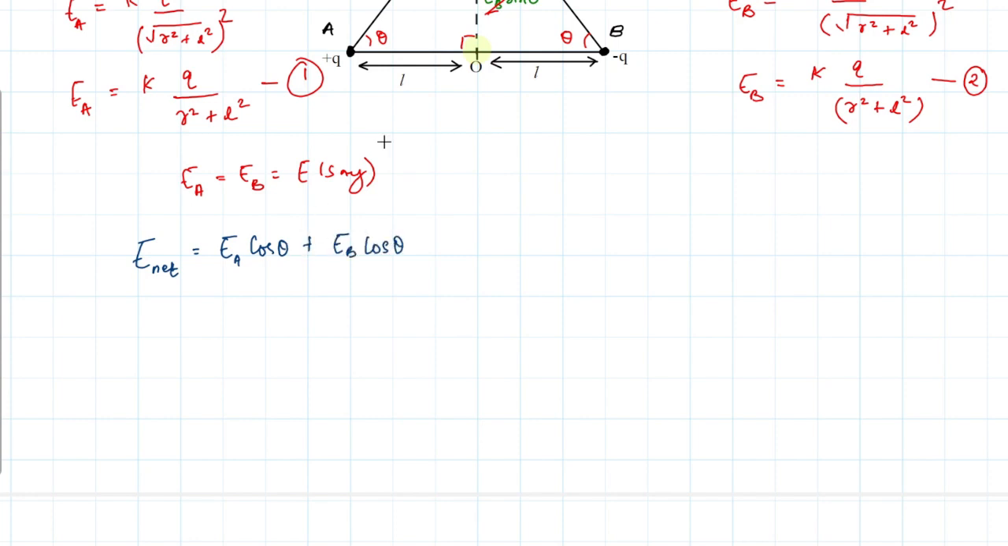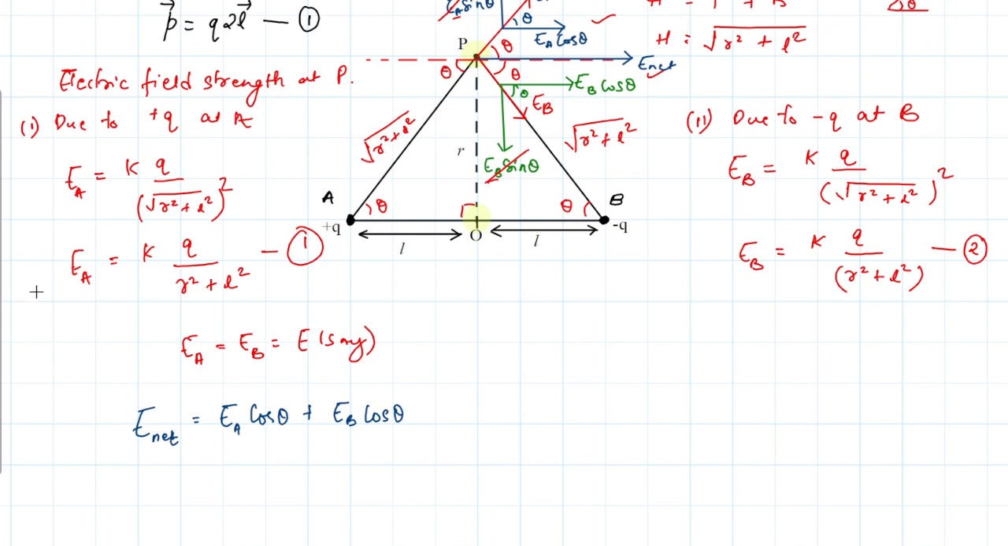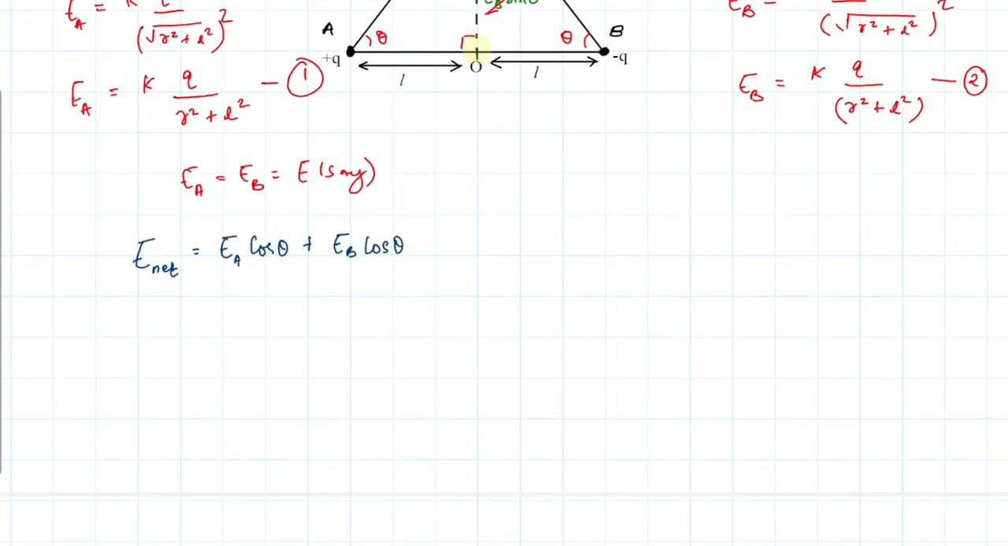Looking at the direction, both EA cos theta and EB cos theta are in the same direction, so E net will be simply added. E net can be obtained by adding EA cos theta and EB cos theta. Since EA and EB are already equal and we have defined it to be E, I can write E net as E cos theta plus E cos theta.